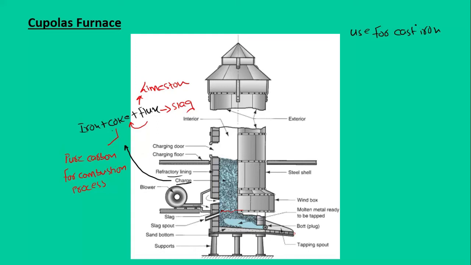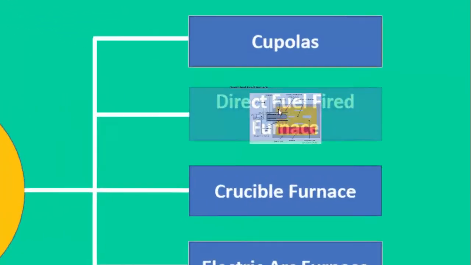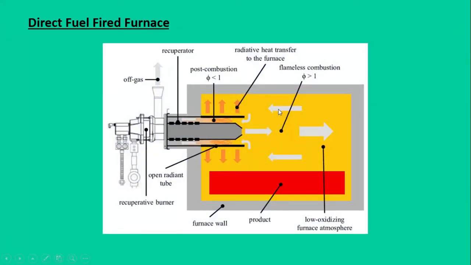Then the second type of furnace that we use in the foundries is a direct fuel fired furnace. The direct fuel fired furnace contains a small open hearth. We have a furnace wall, and it is an open hearth where we feed the metallic charge.